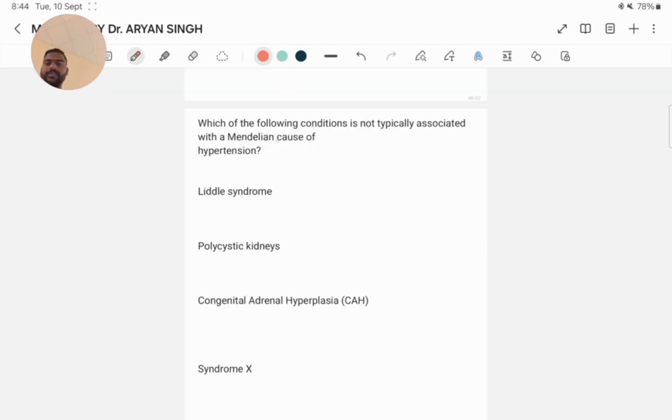Next question. Which of the following conditions is not typically associated with the Mendelian cause of hypertension? Not associated with the syndrome X. Syndrome X, also known as the metabolic syndrome or insulin resistance syndrome, is not typically associated with the Mendelian inheritance pattern. Rather, it is a complex multifactorial condition involving genetic, lifestyle, and environmental factors, included in the secondary cause of hypertension.